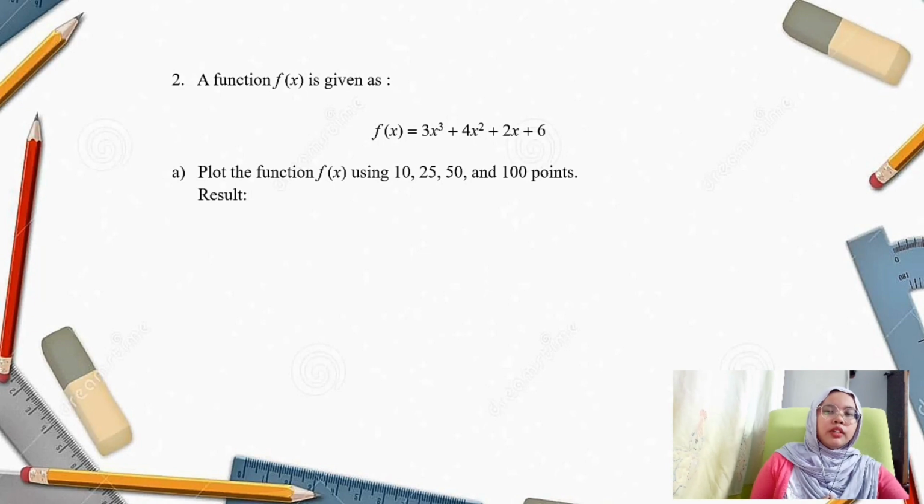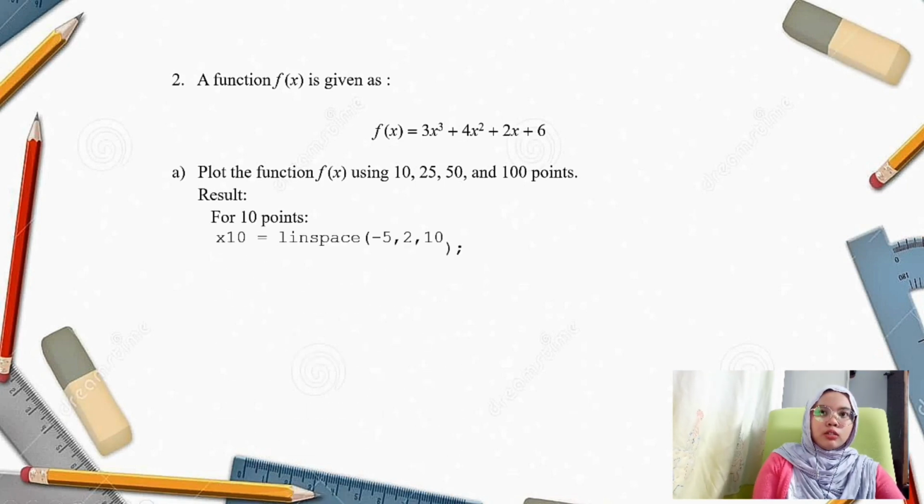Question 2. A function f(x) is given as f(x) equals 3x^3 plus 4x^2 plus 2x plus 6. A. Plot the function f(x) using 10, 25, 50, and 100 points. So for 10 points, x10 equals linspace -5 to 10. Why am I using x10? Because I want to plot the graph using 10 points, and linspace is for the x-axis, and the range for the x-axis that I want is -5 to 2.